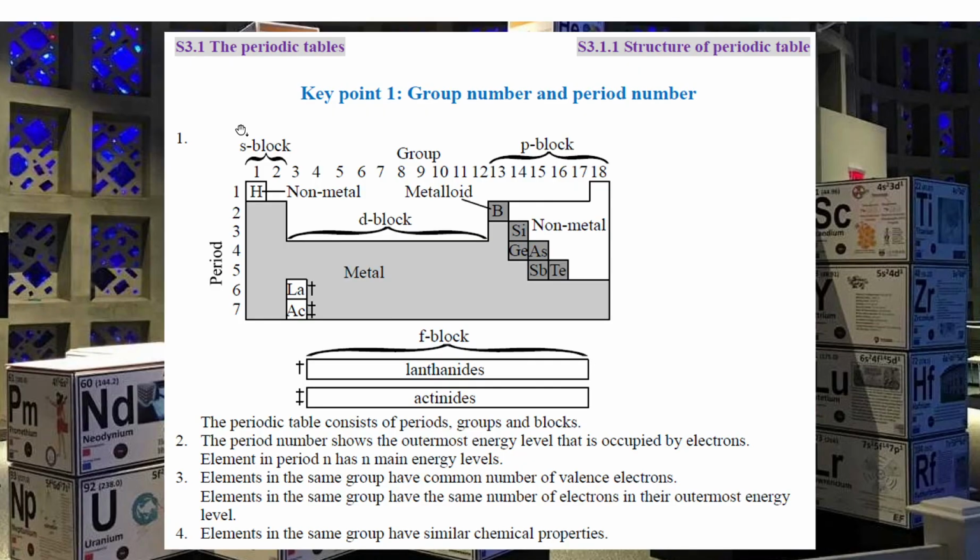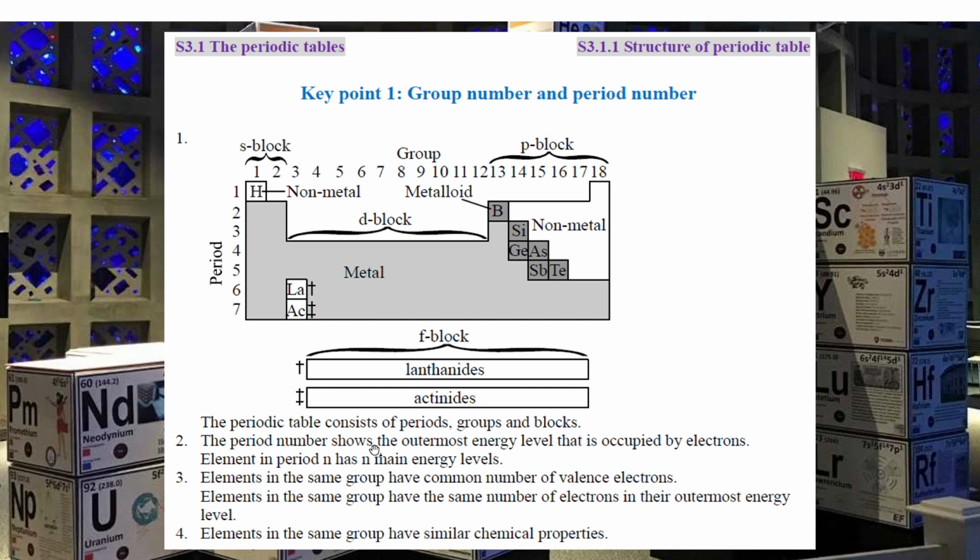So first of all, we are on the periodic table. Let's talk about the structure of the periodic table. First, you have to remember what a group number and a period number are. The periodic table consists of periods, groups, and blocks. We'll learn them clearly one by one.